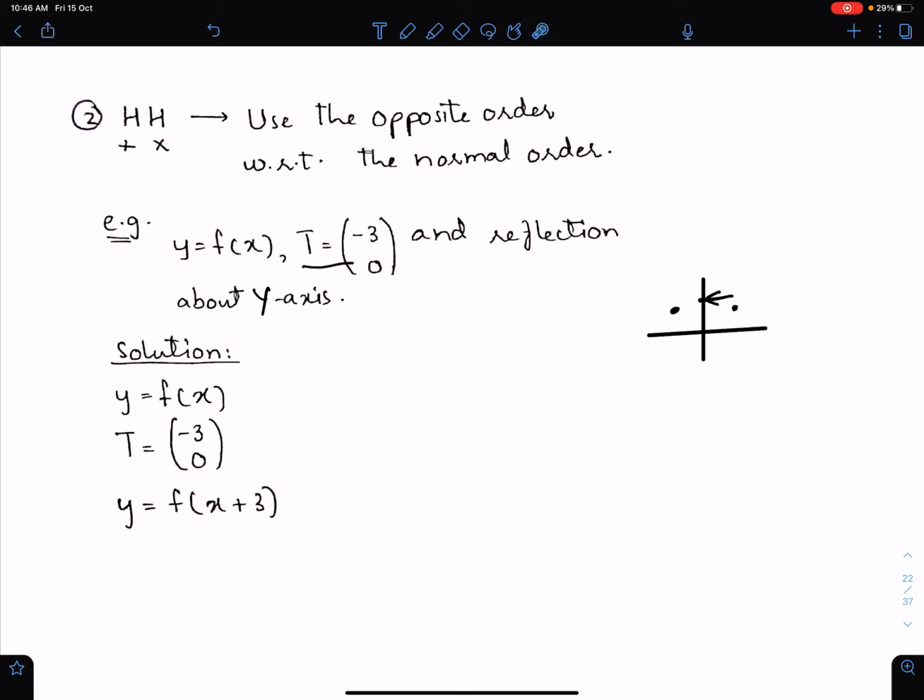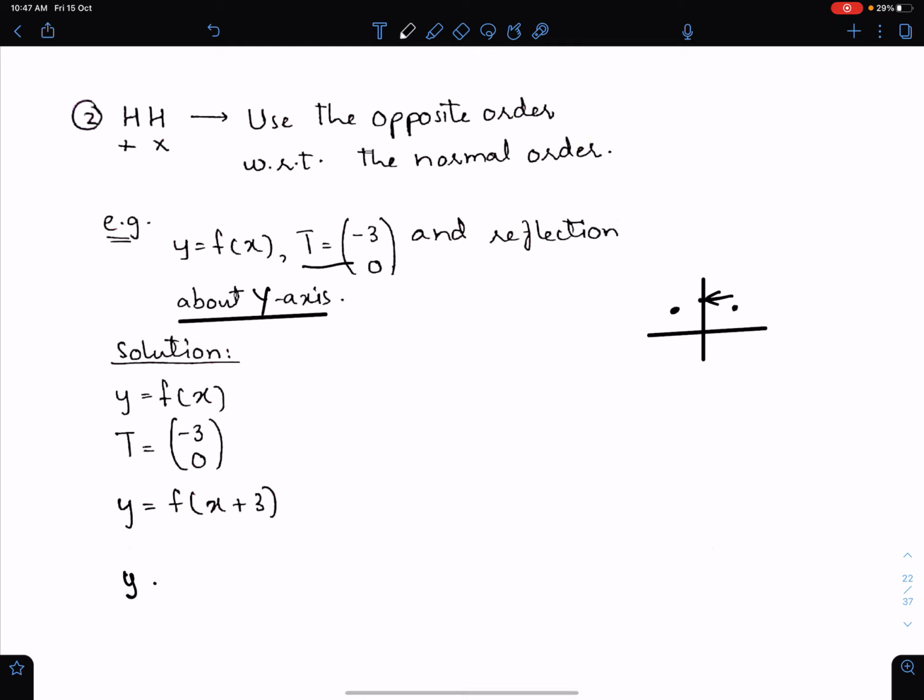So when we have two horizontal, then we have to use the opposite order. Opposite order with respect to the normal order means first do addition and then go for multiplication. So translation, horizontal, and reflection about y-axis means both are horizontal transformations. This is addition and this is multiplication. So first do this and then do this. So when you apply this vector onto this equation, you will get this thing. You need to replace this x by x plus 3, and then you need to do this reflection about y-axis.